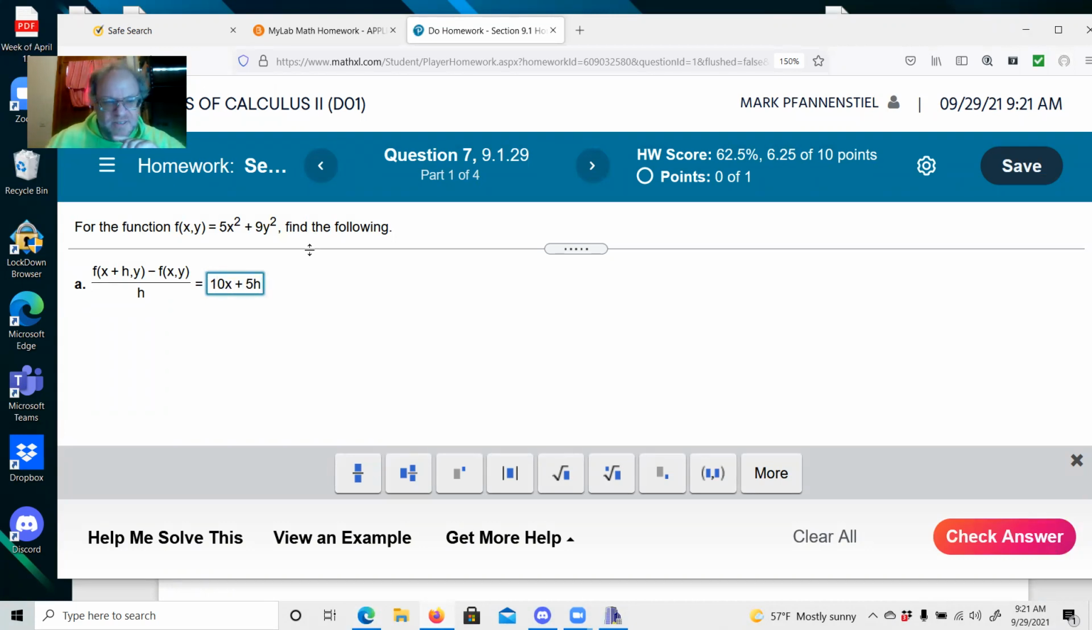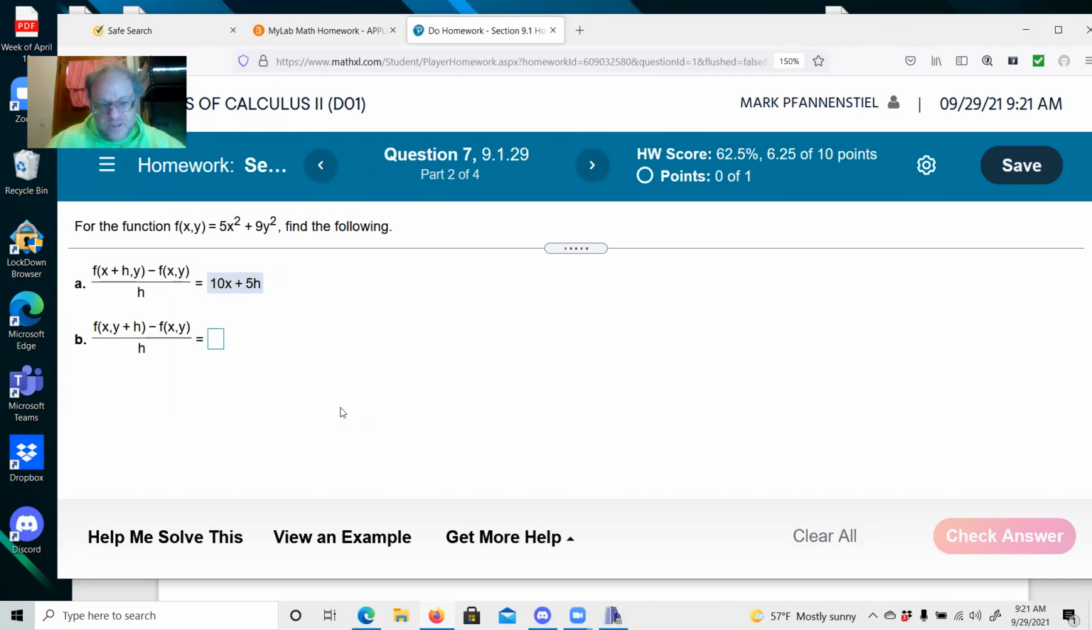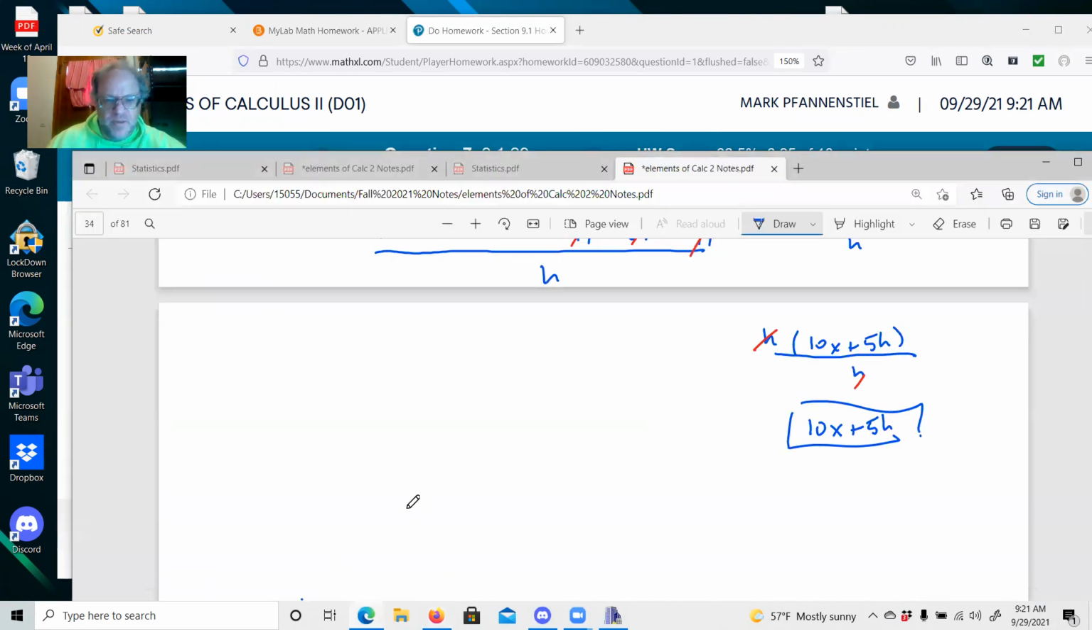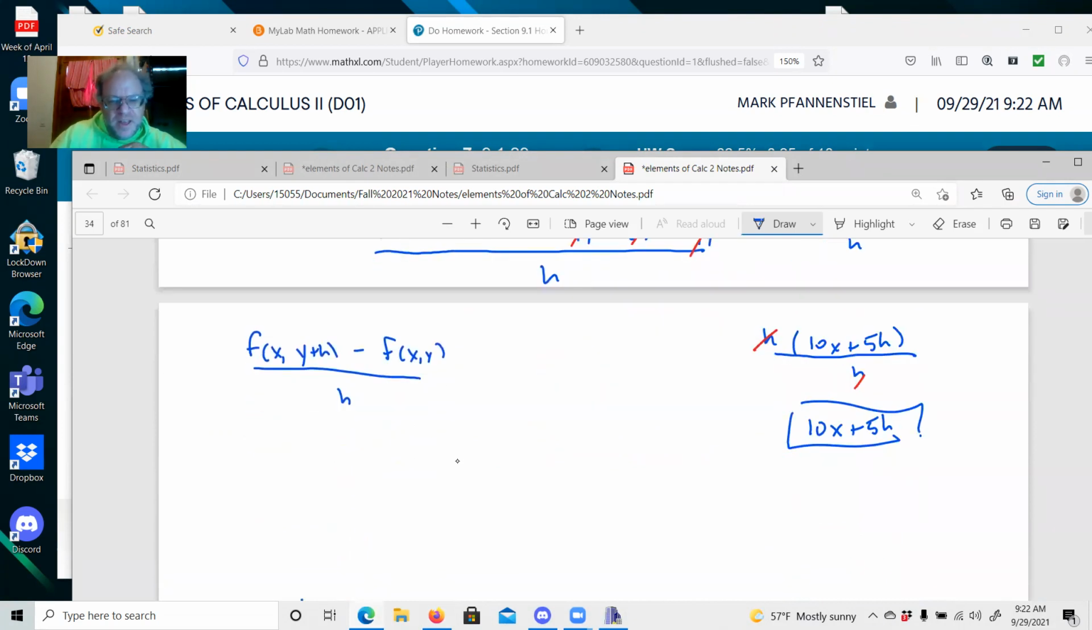Okay. Let's see what we got so far here. All right, great. Now we're going to do it for y. So here we go. We have f of x, y plus h minus f of x, y, all over h. All right, so we have, sorry for the length here, 5x squared plus 9 times (y plus h) squared minus 5x squared minus 9y squared all over h.